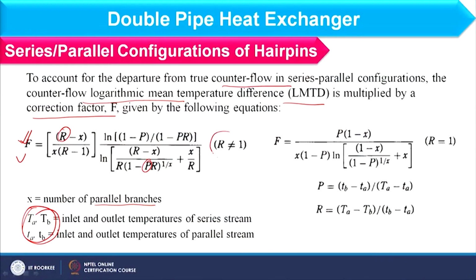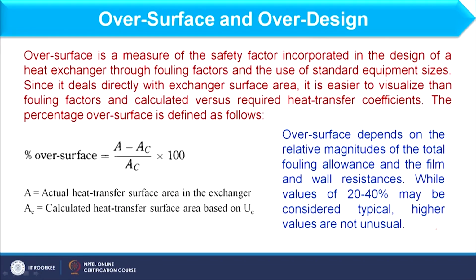So, if R is not equal to 0, we can use this expression, otherwise we can use this expression, and here P and R, which we have already discussed, we can calculate in a similar way. Okay. So, here you can consider the FT correction factor along with LMTD. And further, as far as the design of a double pipe heat exchanger is concerned, we should consider over surface and over design. Okay. Now, what is this over surface and over design?